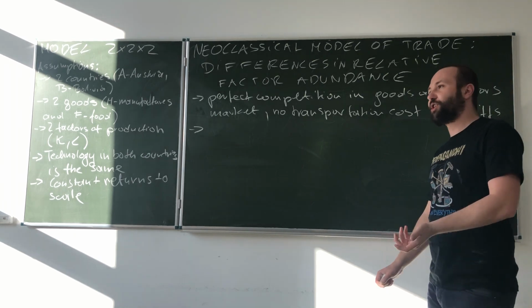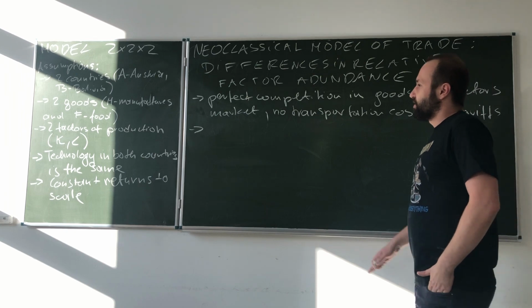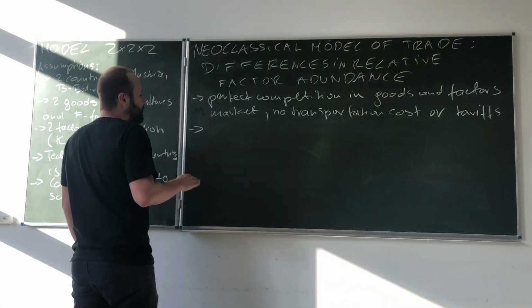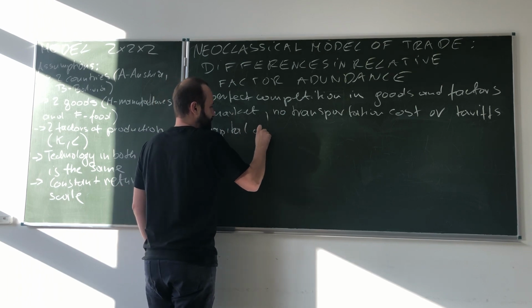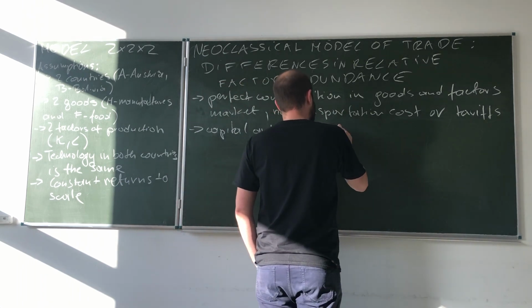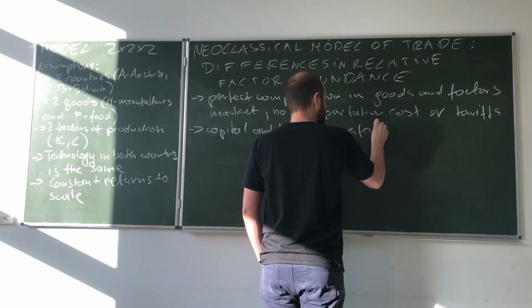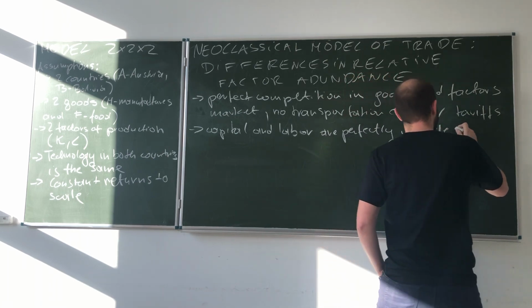But in order to achieve the long run, companies need to be able to set both factors of production at the level they find to be best, optimal, right? So in our model, we need to assume that capital and labor are perfectly mobile within countries.